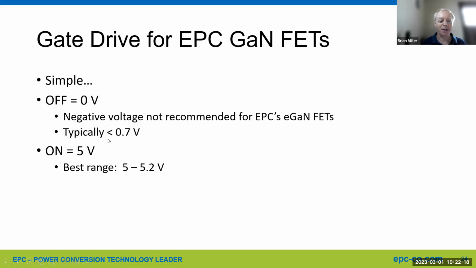And you want to stay typically less than 0.7 volts. To turn on the GaN FETs, that's also easy, just 5 volts. And the best ideal range for the GaN FETs is from 5 to say 5.2 volts. You're allowed to go a bit higher, but that's about the best range. So again, to recap here, it's almost like 5-volt logic. 0 volts is off and 5 volts is on.